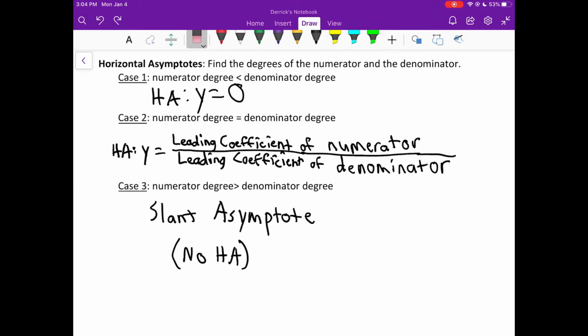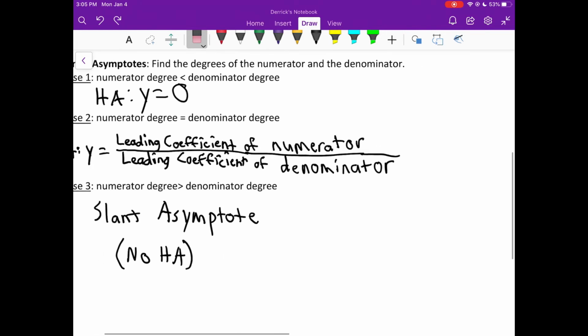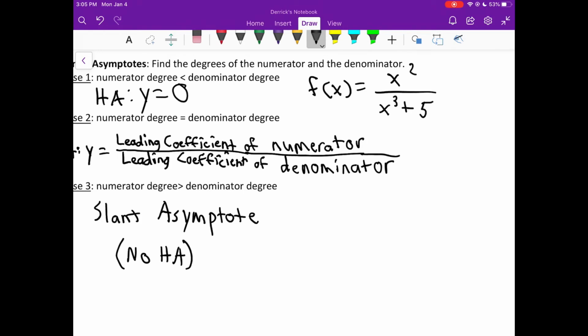Okay? Now, to give you a couple examples of these different types of asymptotes that you could see. Let's say I gave you the function f of x equals x squared over x to the third plus 5. So what you'd want to ask yourself if you want to find a horizontal asymptote is, what is the degree of my numerator, the degree at the top, and what is the degree of my denominator, the degree of the bottom?